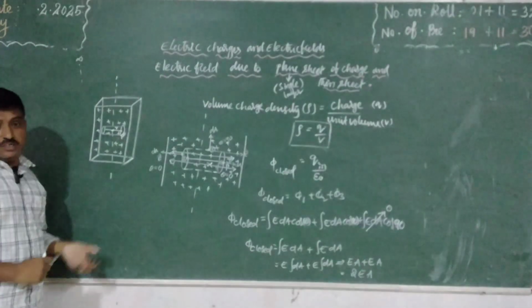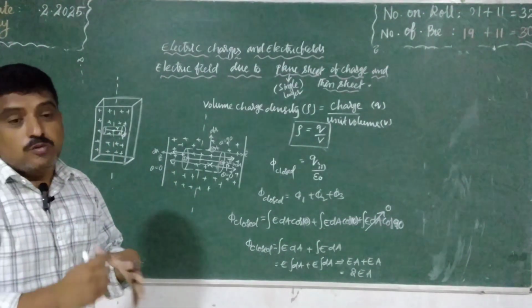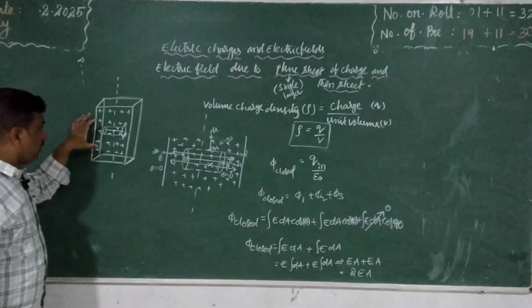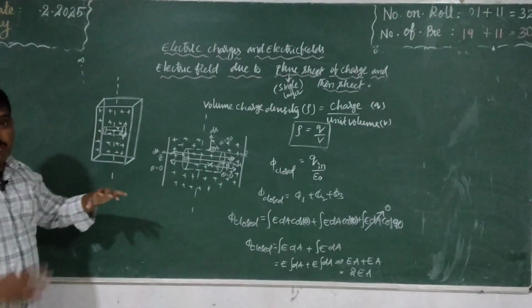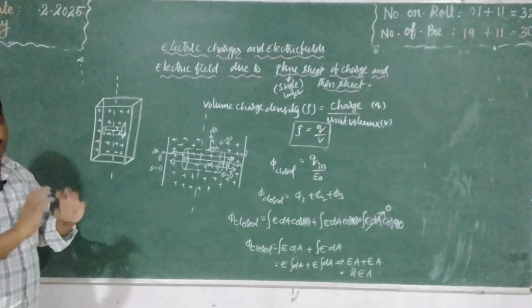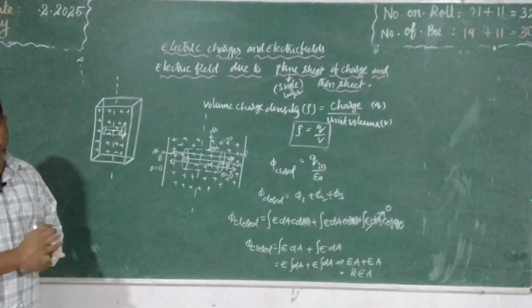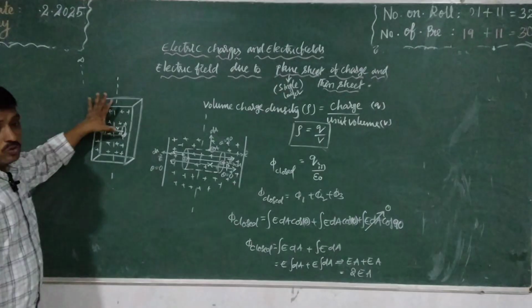This is actually a thin sheet. In this thin sheet, the charge is distributed wholly, throughout the total part, because it is a non-conducting material. In a non-conducting material, charge is totally distributed. For conducting material, charge resides on the surface only and there is no charge inside. But in a non-conductor, the charge is totally distributed.